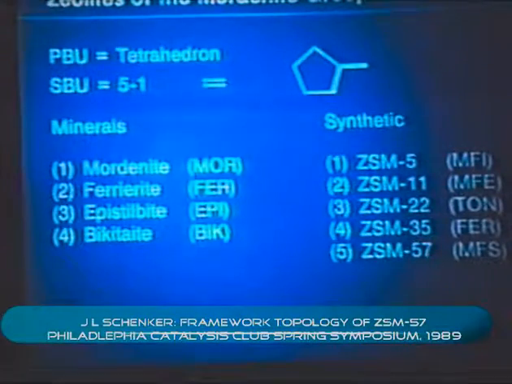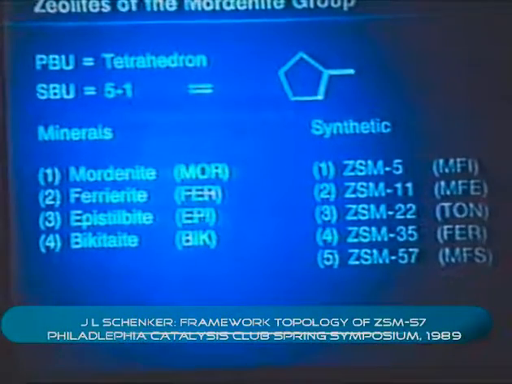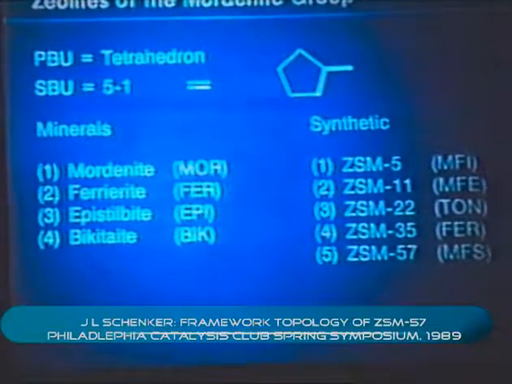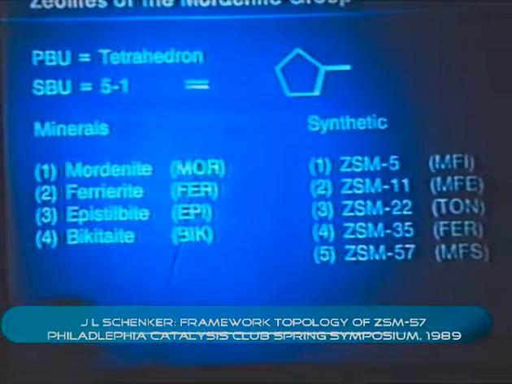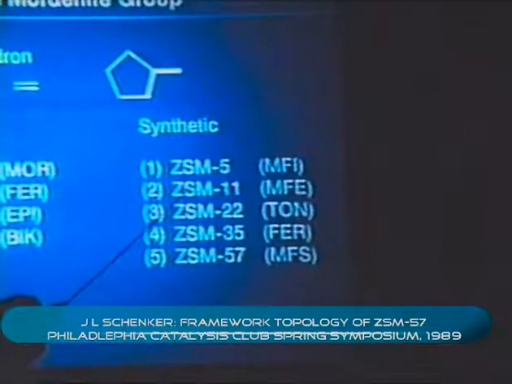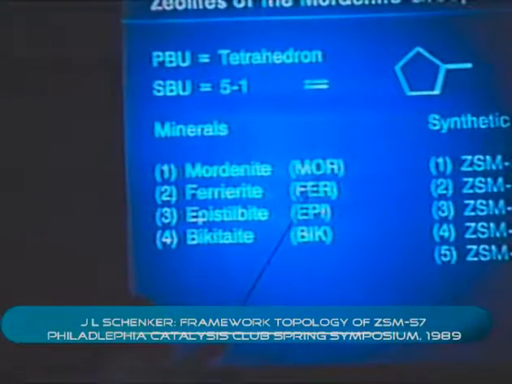As far as classifying ZSM-57, it would go in with the zeolites of the mordenite group. This is a structural classification. It's a rather old mineralogical classification. Some minerals in this group are mordenite, bikitaite, epistilbite, and dachiardite. Some synthetic zeolites in this group are ZSM-5, 11, 22, 35. These are the International Zeolite Association framework designators.